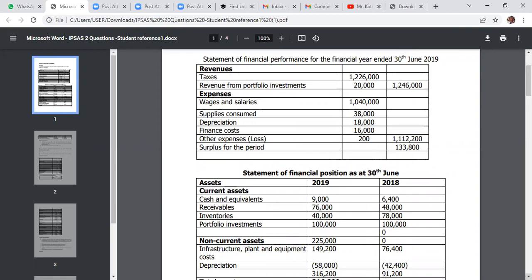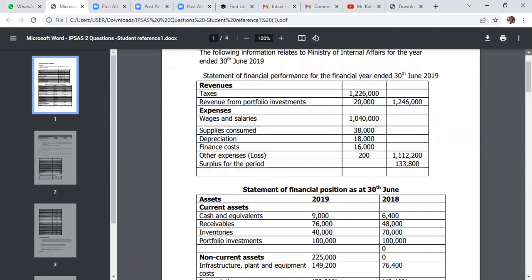For cash flows, IPSAS 2, we have two methods, indirect and direct. You already know how to do this, so I'm just going to do the numbers, and you ask where you haven't understood. The difference between indirect and direct is only in operating activities. Okay, so let's start. This was the question.